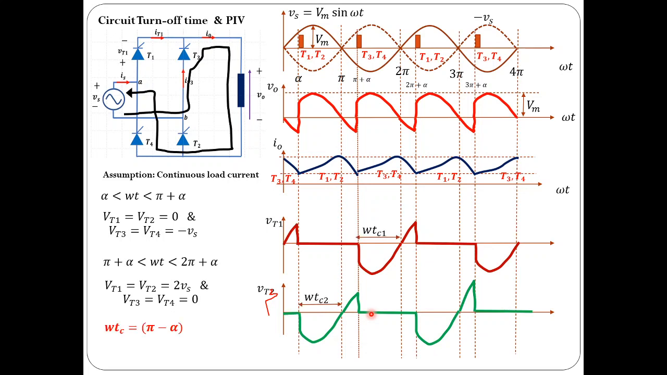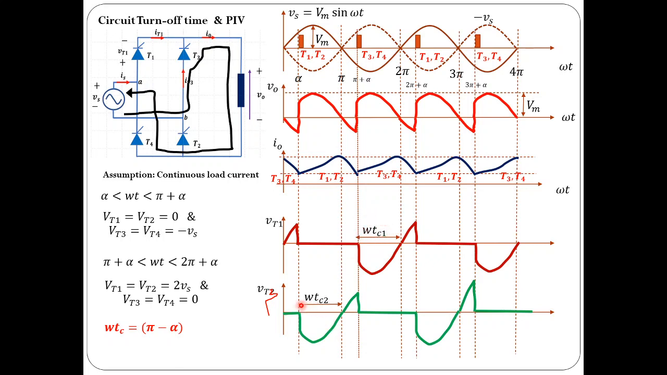Now from this, let us try to find out the circuit turn-off time. This is the circuit turn-off time, omega Tc1. If you measure the period during which the voltage across thyristor 1 is negative after the current becomes 0, you see this is 2 pi and this is pi plus alpha. So the difference, this period indicated by omega Tc1, is equal to pi minus alpha.